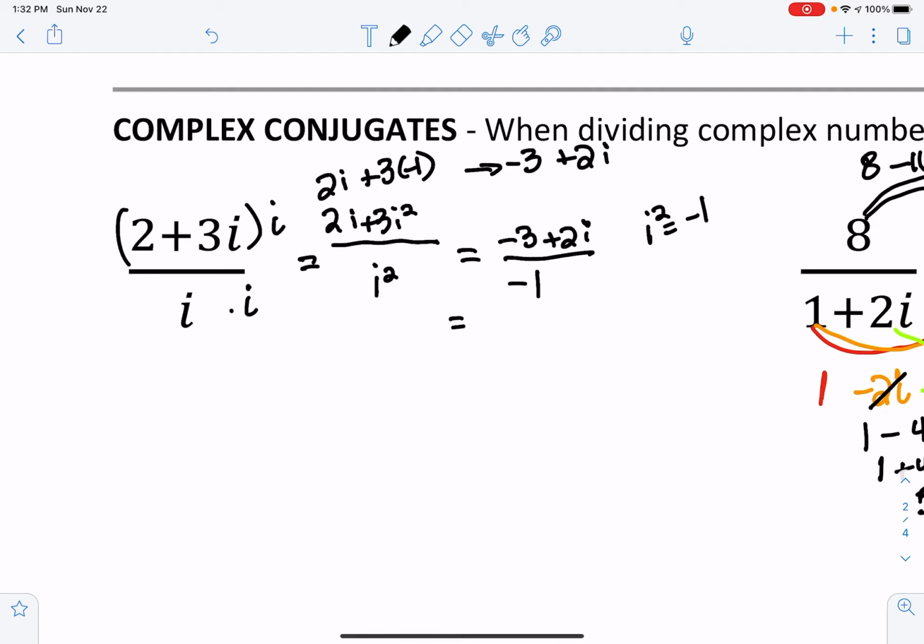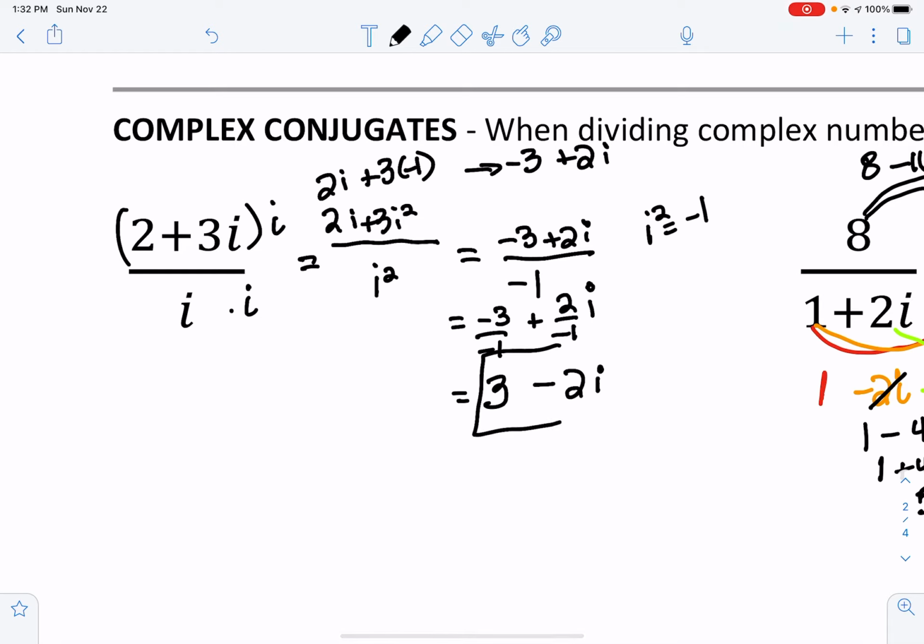If you distribute this, -3 over -1 plus 2 over -1i, this becomes +3 minus 2i. And so there's your simplified version of that.